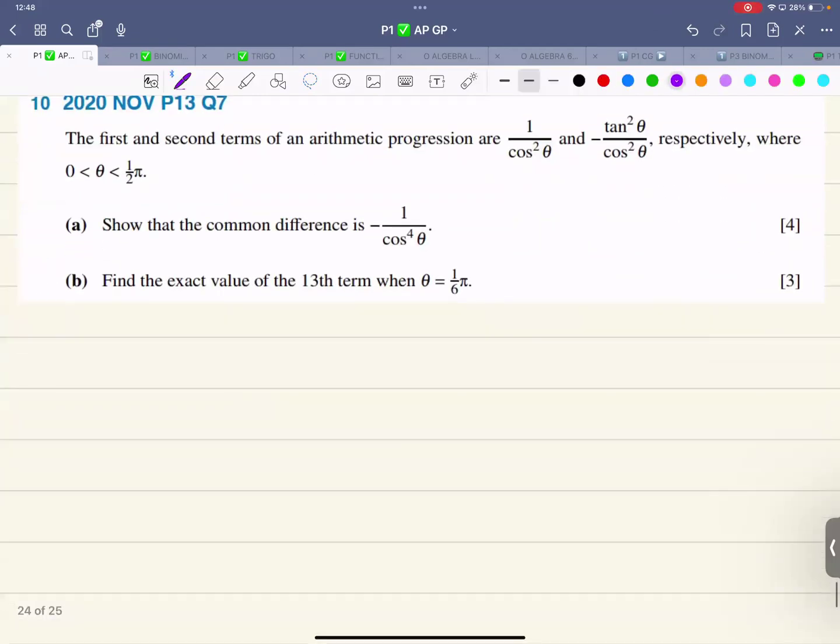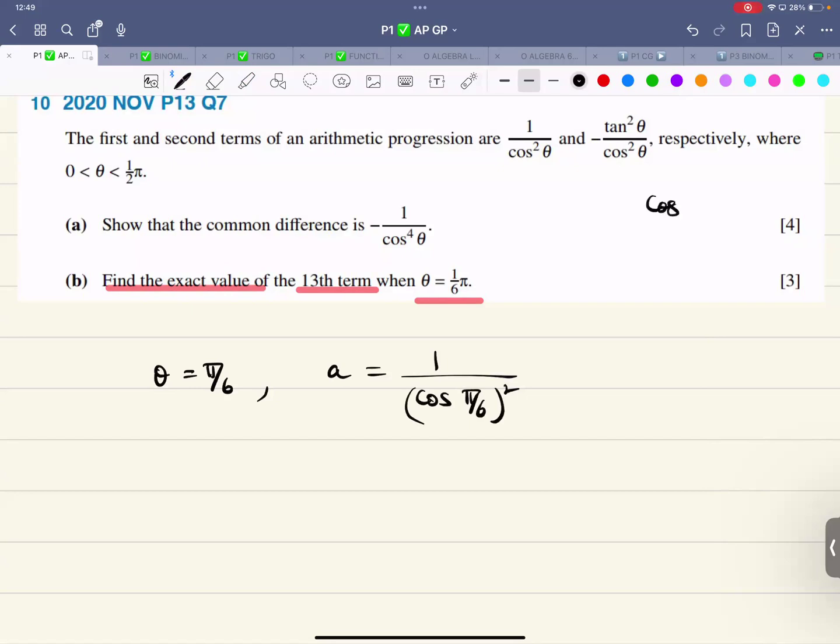Now it says the second thing, that is, find the exact value of the 13th term when theta is pi by 6. Now, first of all, theta is pi by 6. First term is 1 over cosine pi by 6 whole square. What is cosine of pi by 6? That is root 3 over 2. So squaring would be 3 over 4, and 1 divided by 3 over 4 comes out to be 4 over 3.